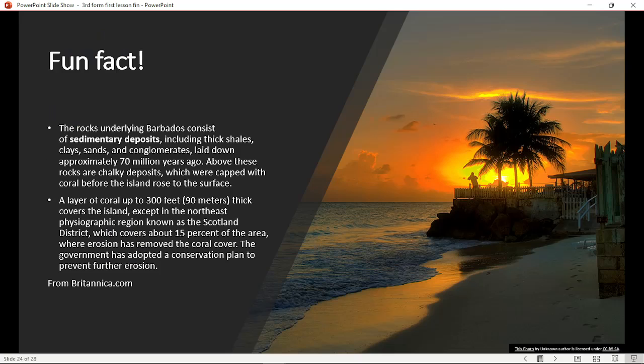Fun fact: the rocks underlying Barbados consist of sedimentary deposits, including thick shales, clays, sands, and conglomerates, laid down approximately 70 million years ago. Above these rocks are chalky deposits, which were capped with coral before the island rose to the surface. A layer of coral up to 300 feet, 900 meters, thick covers the island, except in the northeast physiographic region known as the Scotland district.